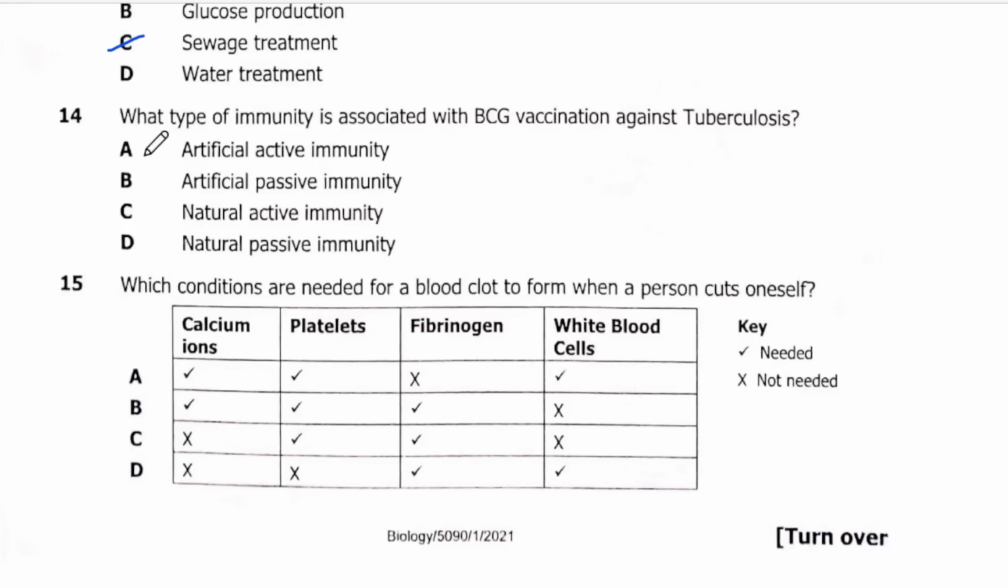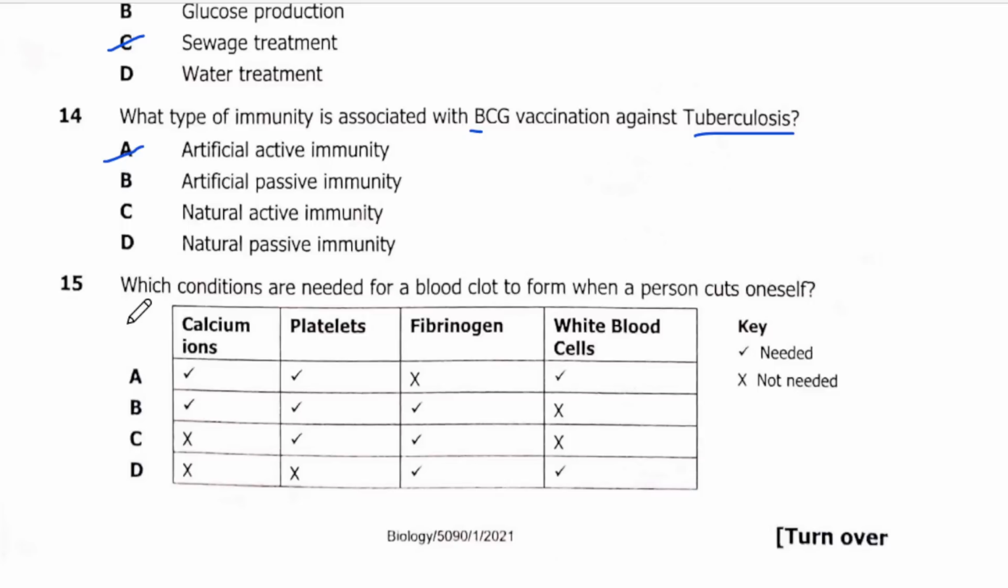Next part, 14. What type of immunity is associated with BCG vaccination for tuberculosis? BCG is the vaccine which is given to prevent tuberculosis and mostly given to children under the age of 3. So this one is artificial and active immunity. The correct answer here was A, because you are given a weak form of BCG so that your body learns how to defend against tuberculosis, and that's why we are saying it's active, because your body is learning how to defend. Since the injection is given to you, that's why it is artificial. So it's artificial active immunity.